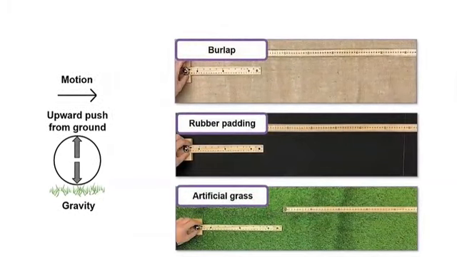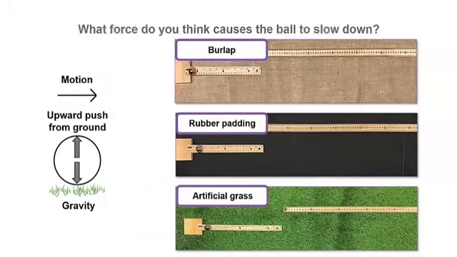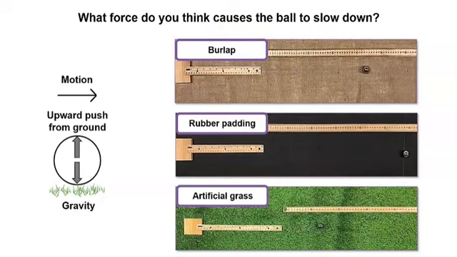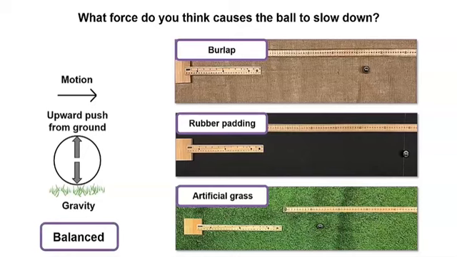So we know what forces act on the ball when it's moving, but what force do you think causes the ball to slow down? I don't think gravity causes the ball to slow down because the ball isn't falling. And the upward force from the ground doesn't cause the ball to slow down because the ball isn't moving up. I think that gravity and the upward force are balanced. What does that tell us about the forces acting on the ball? Since gravity and the upward force are balanced, another force must be pushing the ball in the direction opposite to its motion. Yes, there is another force.